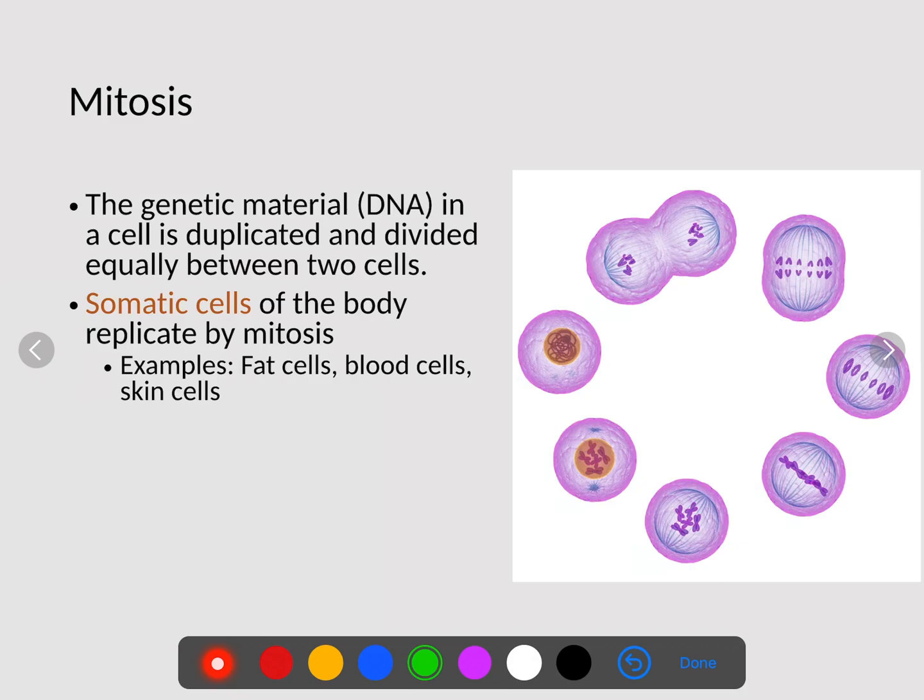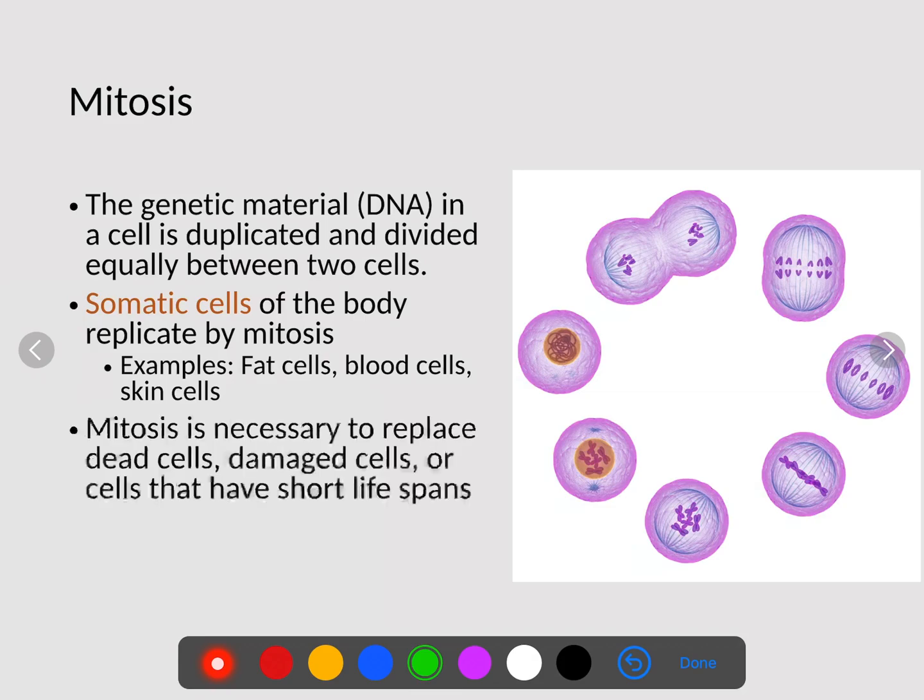When we were making more fat cells, more blood cells, more skin cells during this process. So during mitosis, we need this process in order to replace dead cells, replace damaged cells, or cells that have a very short lifespan. So for example, if you are, let's just say, cutting an onion and you slice your hand, how your hand is able to heal itself and fill in that cut is by mitosis. It replicates the cells, fills in the gap, and just kind of helps the body replace those missing cells. So again, we're making genetically identical cells in this process.